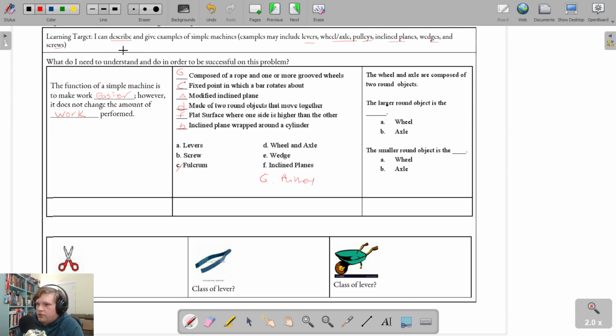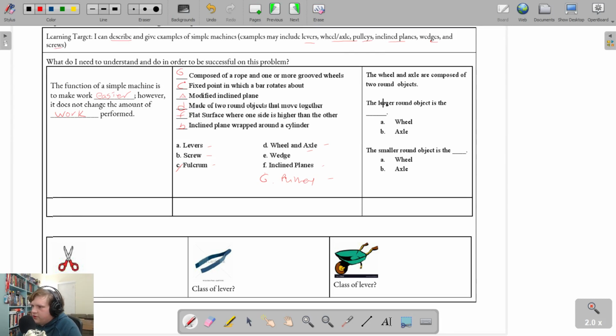Alright. Like I said, the questions are not the most important part. The most important part is, can you describe what each one is? So, can you describe what a lever is? Yes, good. Screw, yes, good. Fulcrum, do you know what that is? Yes, good. Wheel and axle, wedge, inclined plane, pulley. Do you know what those are? Good. Got it. Moving on.